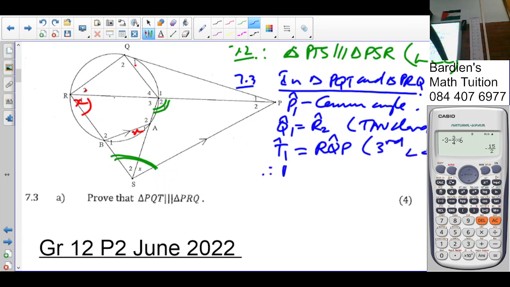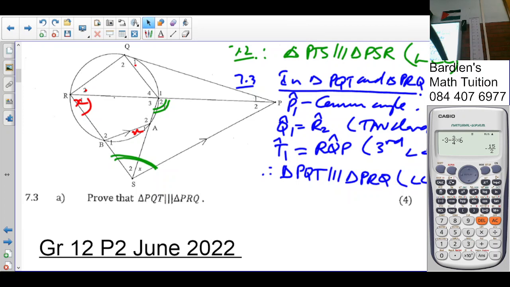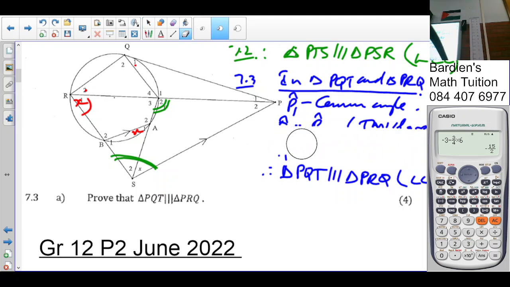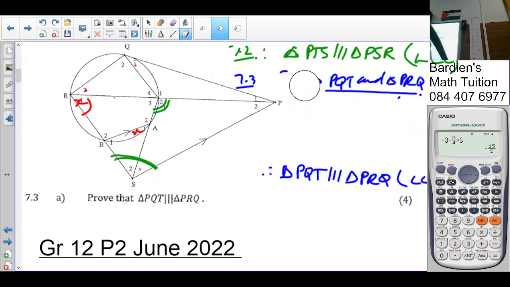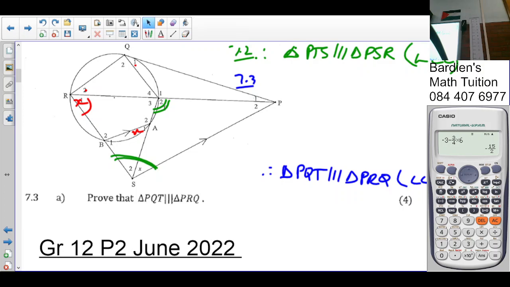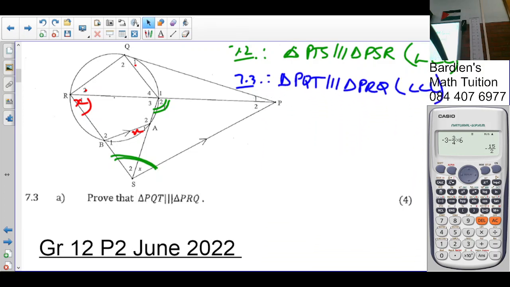So therefore, triangle PQT is similar to triangle PRQ. Why? Angles. I'm sure we're going to use that as well. That's 7.3a. Let's look at the B part of the question.